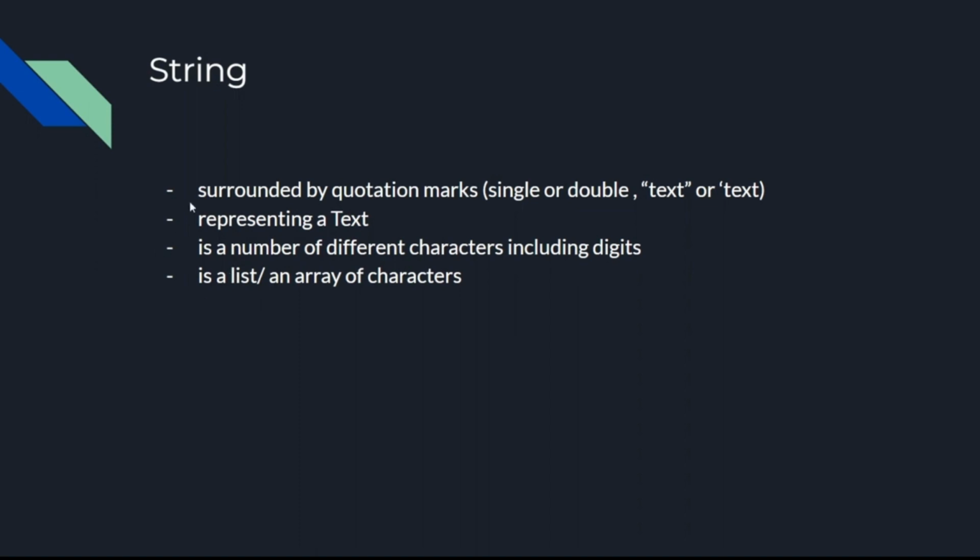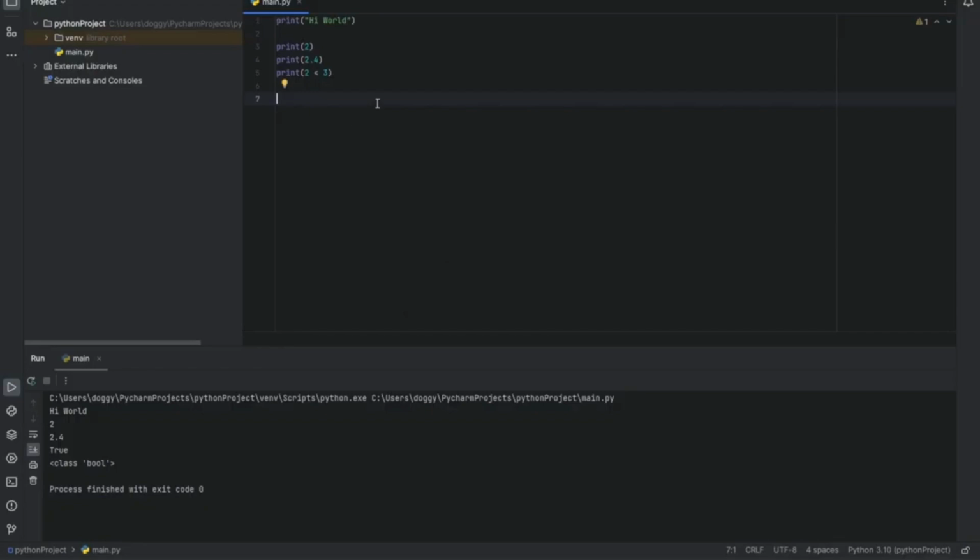So now let's see how this looks in practice. Here we are again in PyCharm. I already wrote three other print functions, like print 2, print 2.5, and print 2 is less than 3. Let's see what it is printing. I already ran the program, so you can see if you wanna spoil.